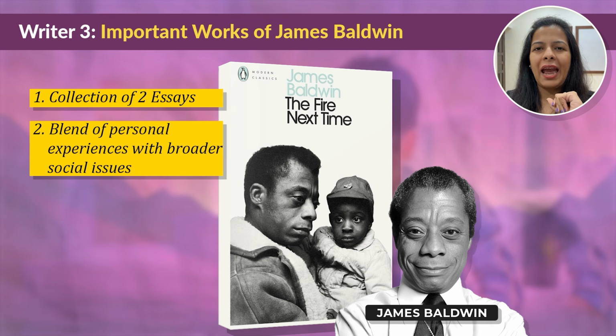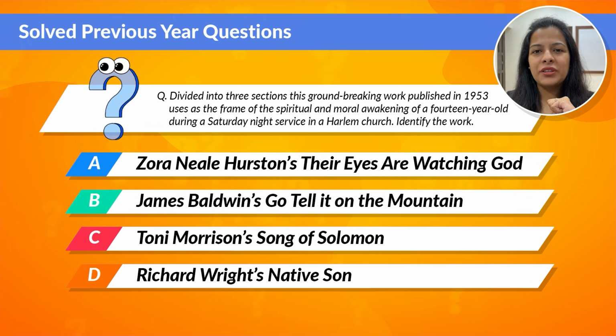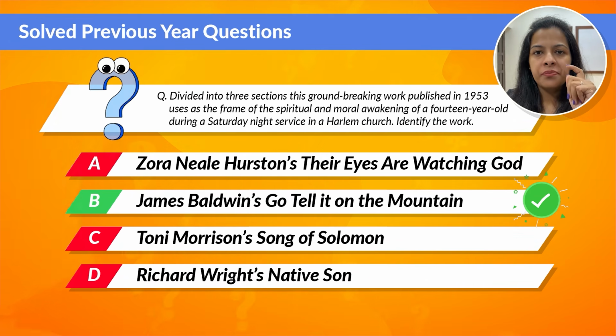Now, let's quickly look at some solved questions from this topic that have been asked in UGC NET English exams. So, the first one is right on your screen, and the correct answer is James Baldwin, Go Tell It on the Mountain. We've just read about this work. In this particular work, there's a 14-year-old boy who is having a spiritual awakening on a Saturday night at a church in Harlem. Okay, so basically, they've given the plot and they've asked you to identify the work.